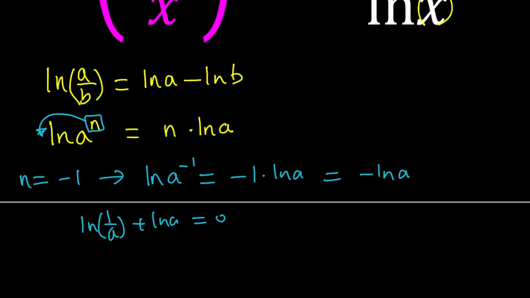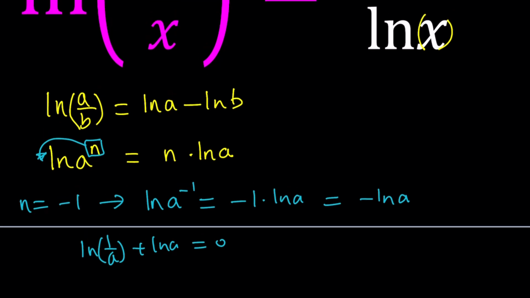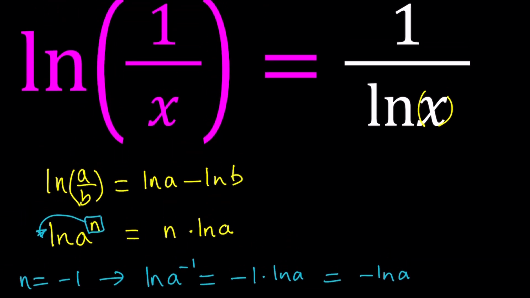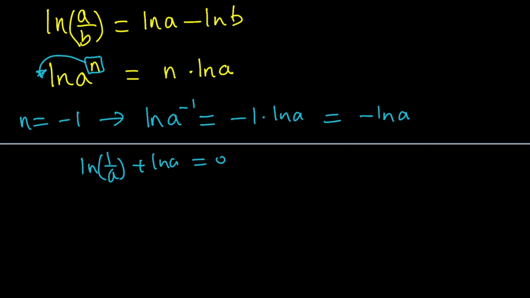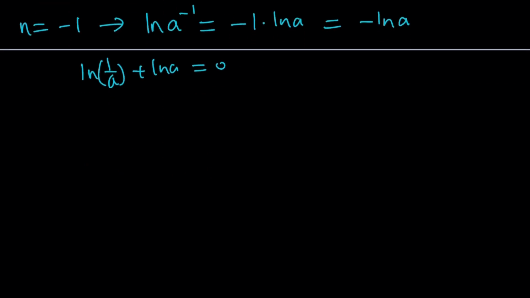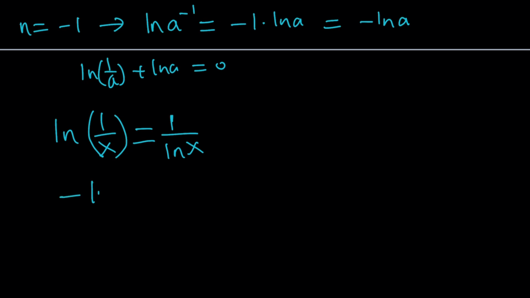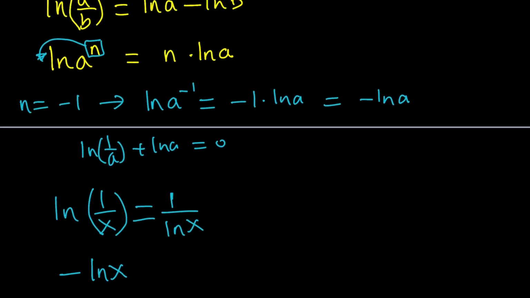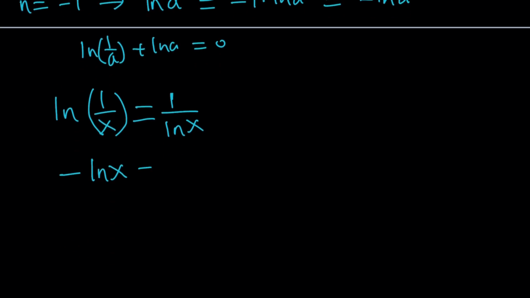We have a requirement if x is real. If this function is defined over real numbers, then x needs to be greater than 0. Okay? Cool. So under these conditions, we can go ahead and simplify this equation. Let's write the original problem one more time. We have ln 1 over x equals 1 over ln x. And ln 1 over x is going to be written as negative ln x from the property we just talked about. And then this is going to equal 1 over ln x.